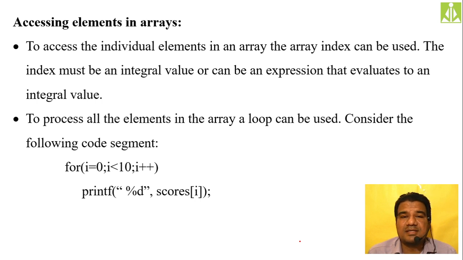Okay, then accessing the elements. Whatever elements we have inside an array, how are we going to access them? By making use of the index. To access the individual elements in an array, the array index can be used. The index must be an integer value. It cannot be an expression that, if you are evaluating something and storing the result, evaluates to an integral value. It can be an expression, but the expression should not go to some negative value or some precision. That is what I want to convey over here.